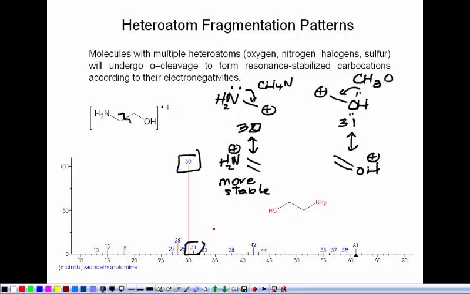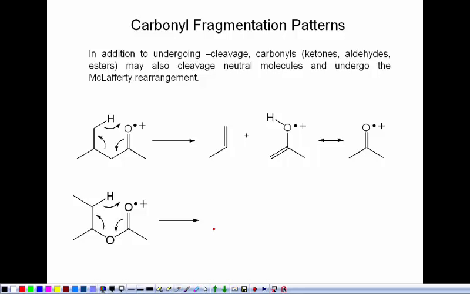So that's how we can deal with it: if you have different heteroatoms, you're going to have different stabilities of the carbocations. And then the last thing, probably the most important of the cleavage patterns, is what's called McLafferty rearrangement. We'll talk more about McLafferty rearrangements later on. But if you have a carbonyl, and your carbonyl has an alkyl group that's long enough to get itself to where it can form a six-membered ring transition state, it ends up cleaving, and in this case it cleaves along this bond.